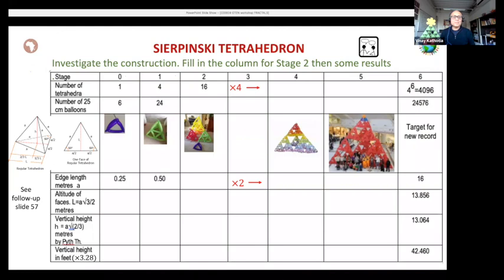So if you fill in the answers in the column for stage two, which is where the edge length of the structure is a meter, then you just have to multiply by two to get the answer for the next stage each time. The edge length will double each time. So you just multiply by two. And similarly, once you've worked out the altitude of the triangle and the vertical height, you don't have to apply the formula again.